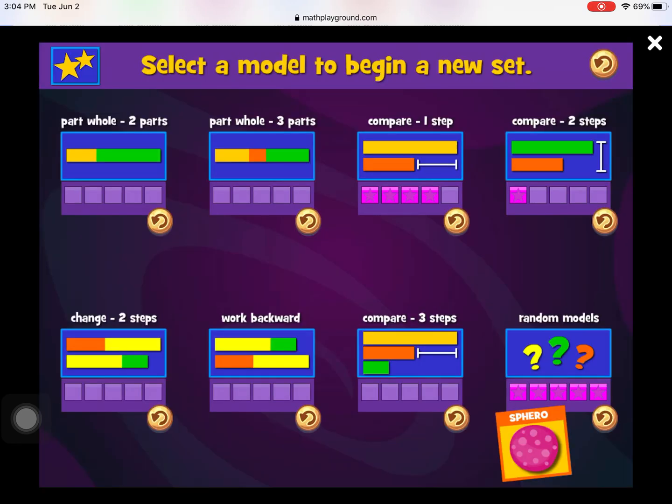Okay, friends, looks like I've completed this game. And as you can see, I've done random models. I can replay it. Yes or no, I'm going to hit yes. And I'm going to go ahead and start the game again.